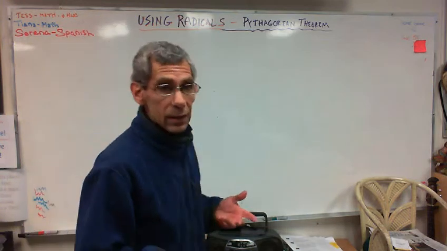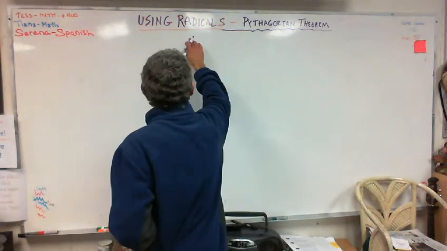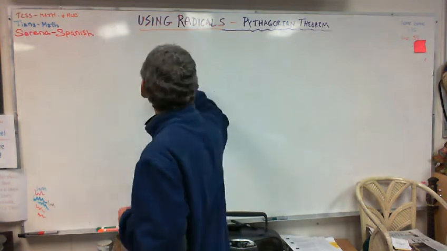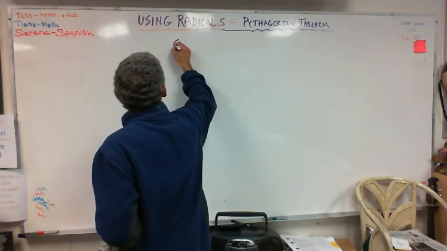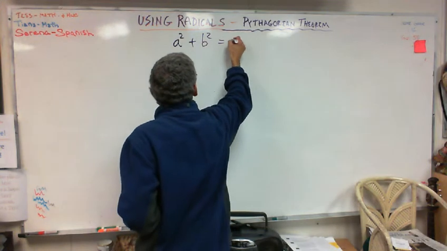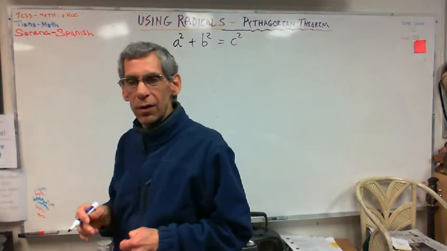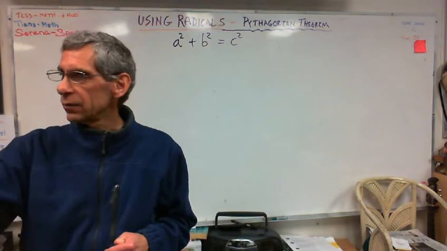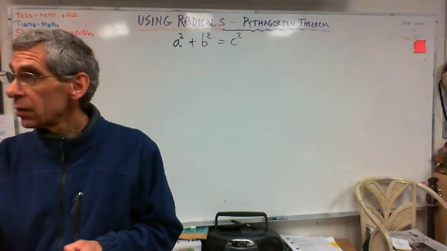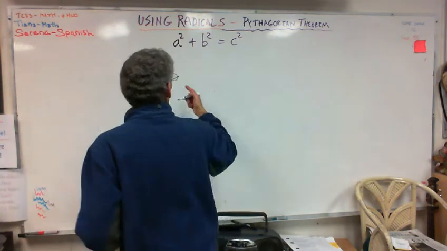The Pythagorean theorem is a squared plus b squared equals c squared. And what is this for? Does anybody know? A triangle. Okay, Kareem, what kind of triangles? A right triangle. This is for right triangles.